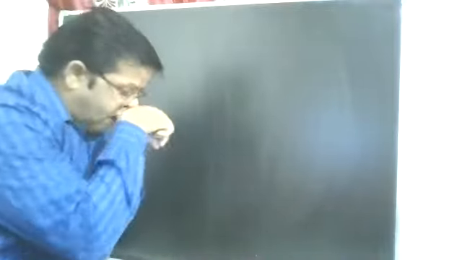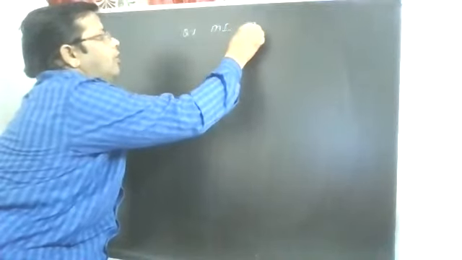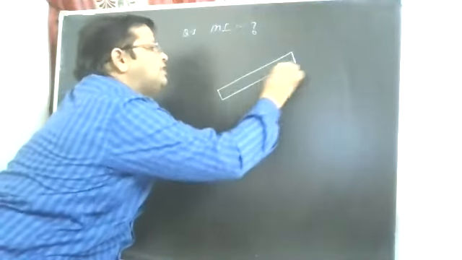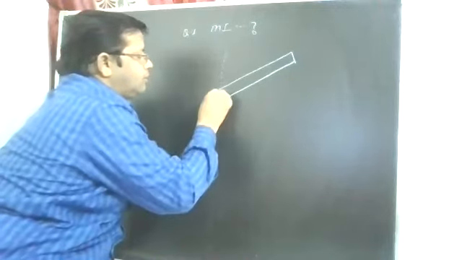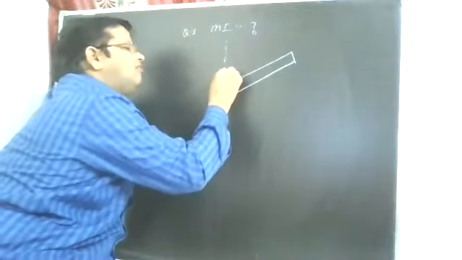Now, dear students, we will discuss some numerical problems based on the moment of inertia of a rod. Determine the moment of inertia of a rod whose axis is passing through one of its ends. The rod is clamped here, but it is inclined at an angle theta with the vertical.